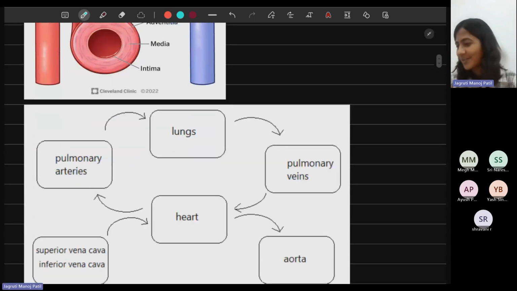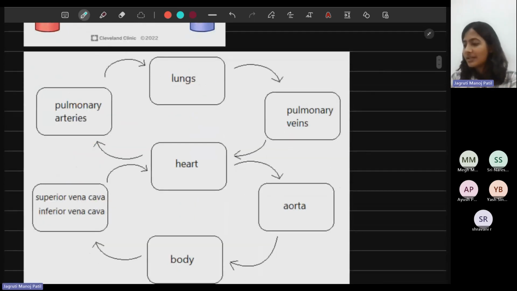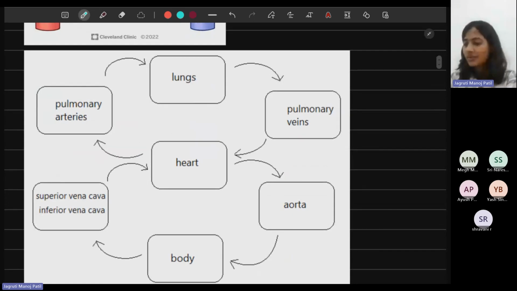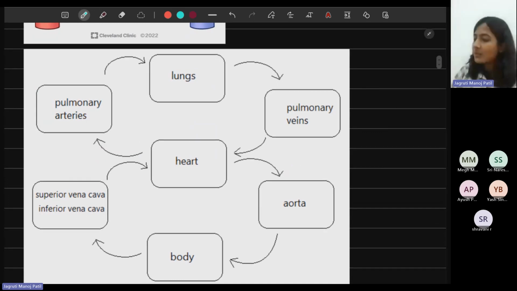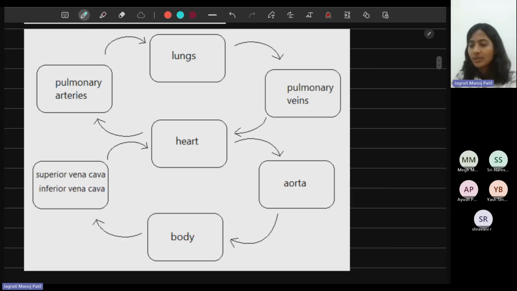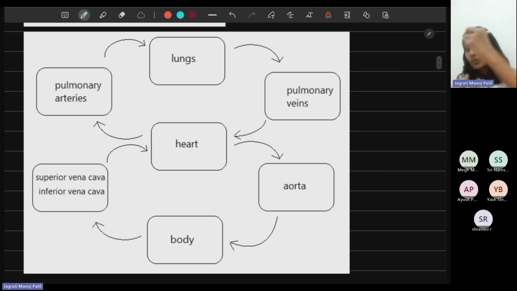Okay, coming back to the point. The same thing over here: from the heart, the deoxygenated blood goes to the pulmonary arteries, then into the lungs for purification, and returns via the pulmonary veins into the heart. It comes to the heart from the superior and inferior vena cava, the two big channels next to our heart, and then through the aorta it goes to the entire body.